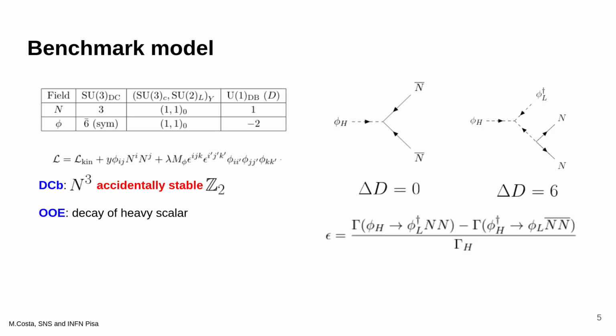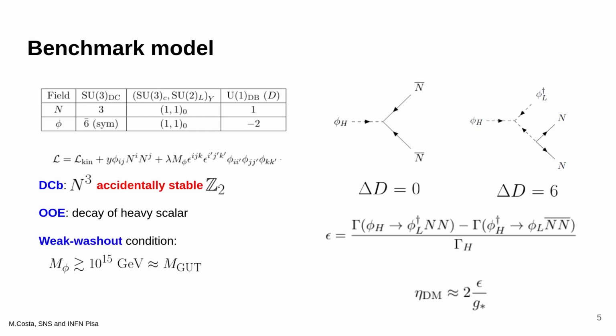Now, what is the process responsible for the asymmetry generation? Here we consider a modified benchmark model in which we have two flavors of phi, heavy, phi h, and light, phi l. Phi h can decay into two channels with different dark baryon numbers, phi h going into n bar and phi h going into phi light star and n. The latter three-body decay channel violates the dark baryon number by 6 units. Now, if phi h and its conjugate phi h dagger distribute themselves differently in these two channels, we can generate an asymmetry. This is done by having this epsilon parameter be non-zero.